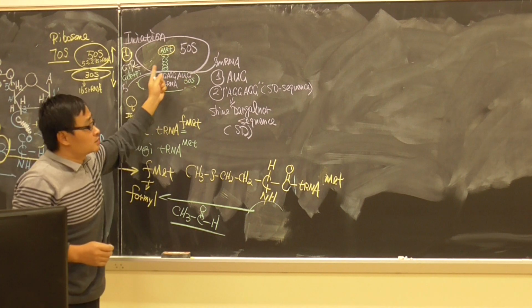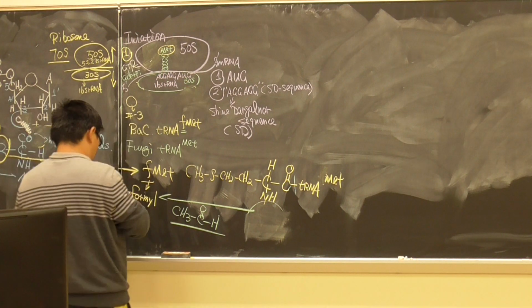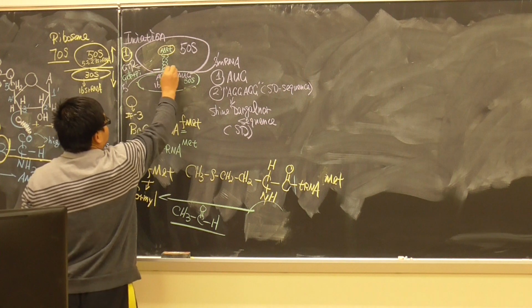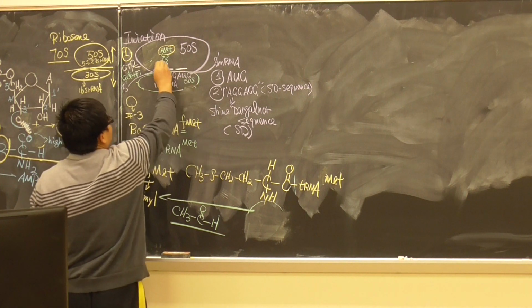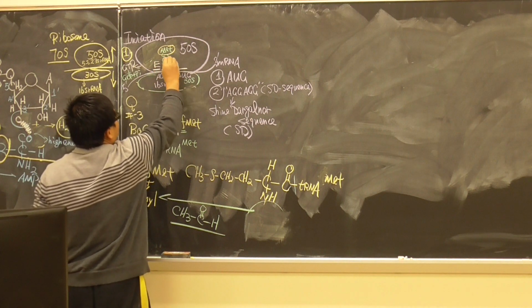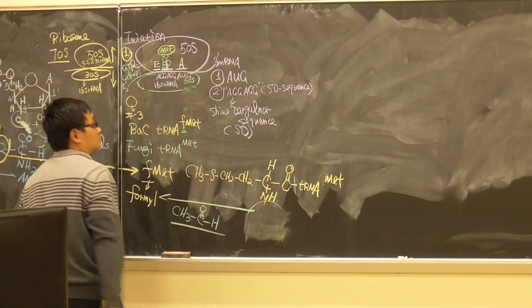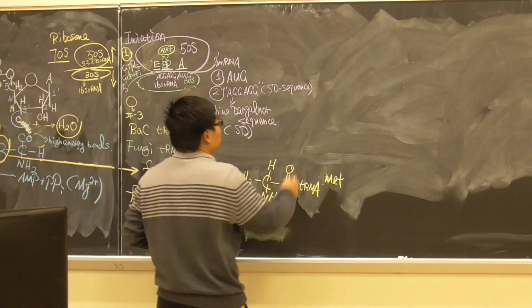Because inside of this ribosome, there are 3 locations. These 3 locations are called EPA. What are the EPA?